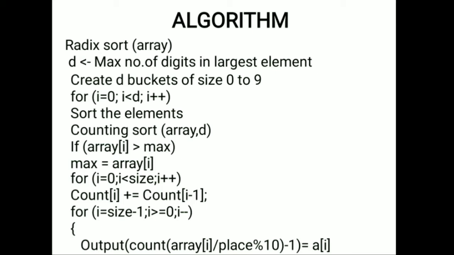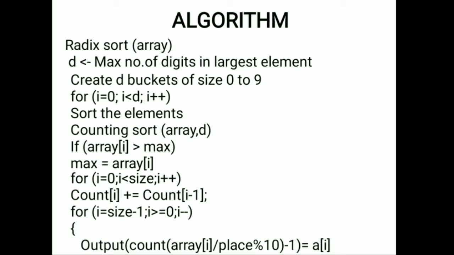So create the bucket size of 0 to 9, and we are going to call the function. Now consider the for loop: for i equal to 0, i less than d, i plus plus. Here d is the place value of the digit. And now sort the elements based upon the ones, tens and hundreds places.